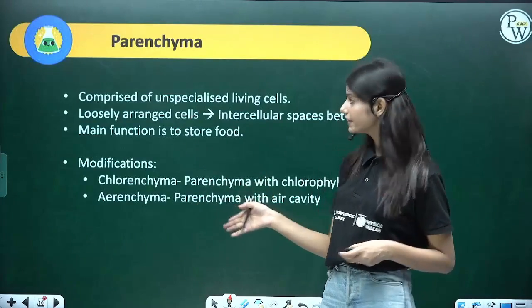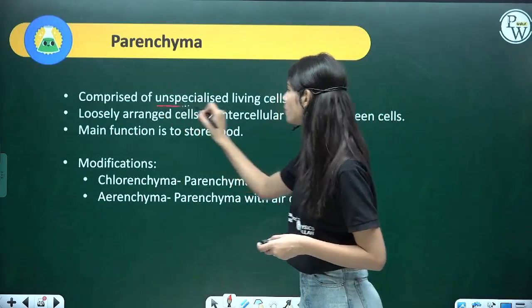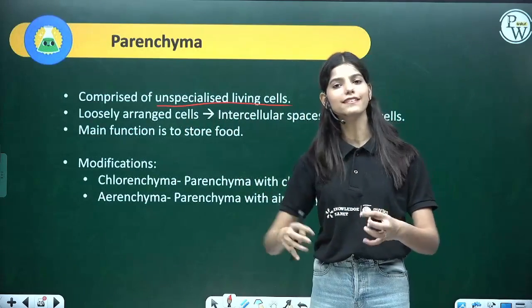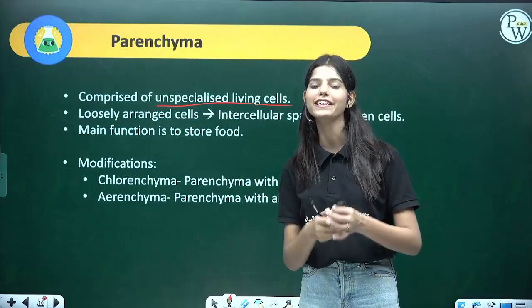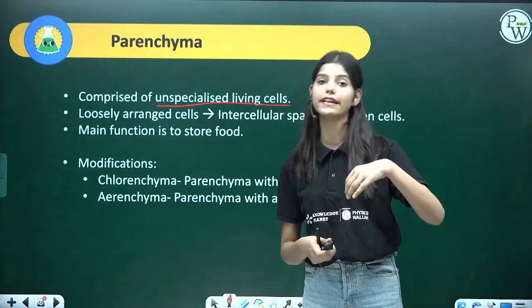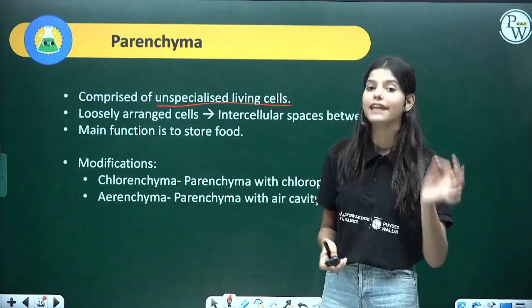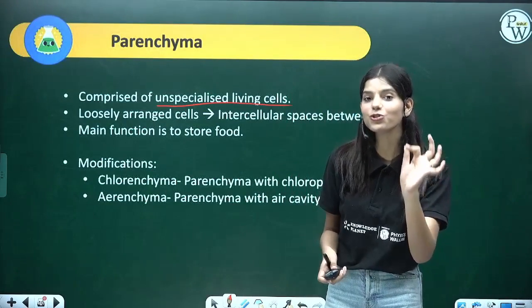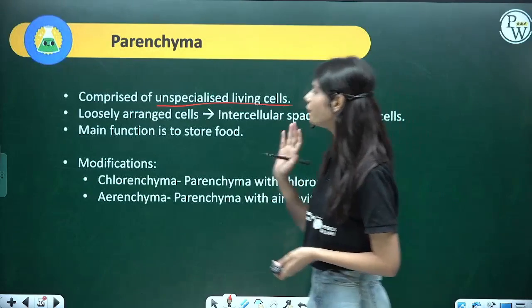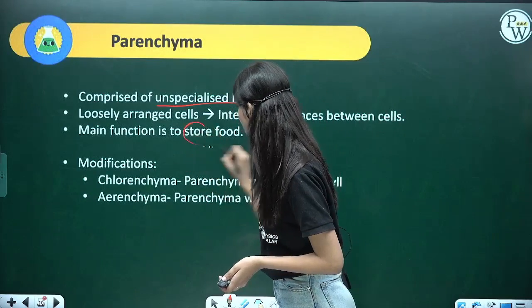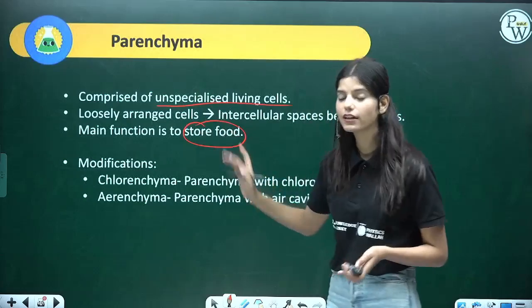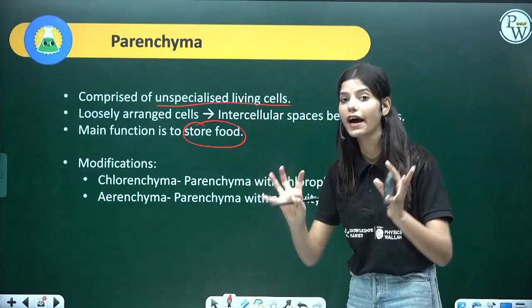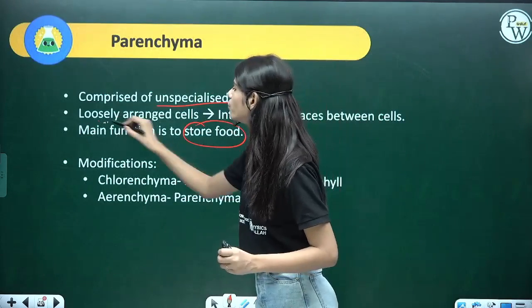Talking about parenchyma, guys, it is comprised of unspecialized living cells. So these cells are not specialized, they don't have any specific cell organelle so that they can perform a specific function. Their main role is to store the food. So first of all, their main function is to store the food, and they are not specialized. Also talking about their cellular arrangement, they are very loosely arranged, okay?